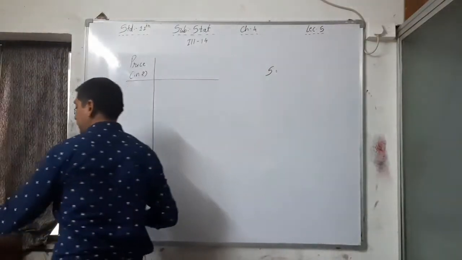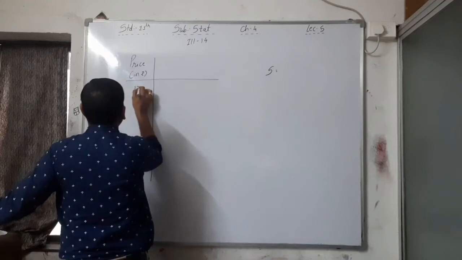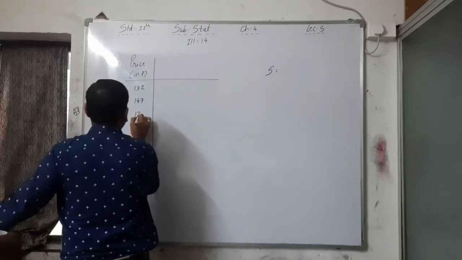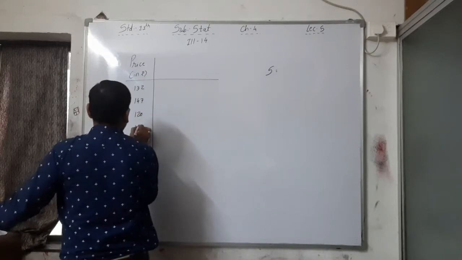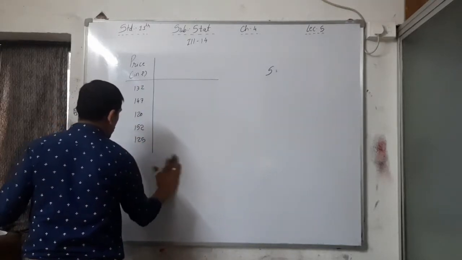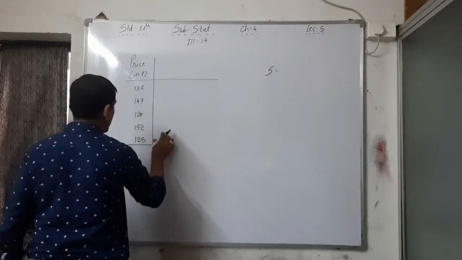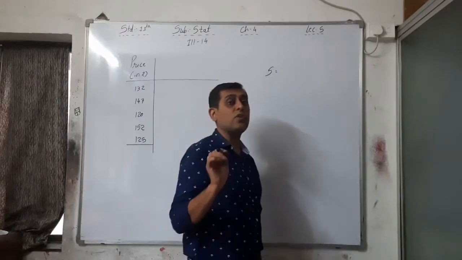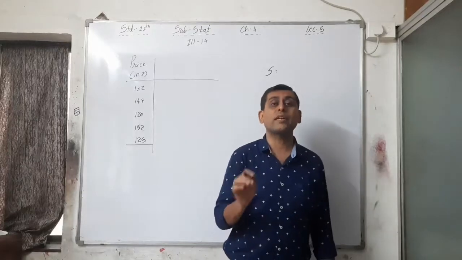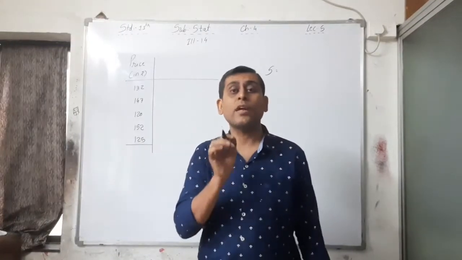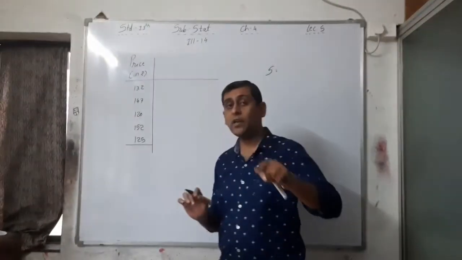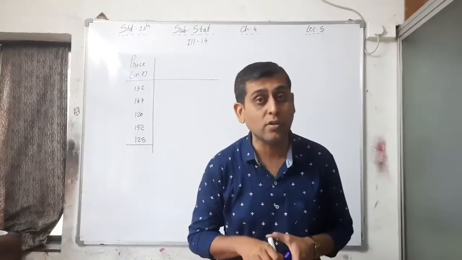132, 147, then 120, then 152, then 125. So first of all we have to find out the x bar. By which method? See, here we have to take the shortcut method compulsorily, because the question specifically asks that you have to take the shortcut method to find out the standard deviation. So for finding out the standard deviation, we have to find out first x bar.